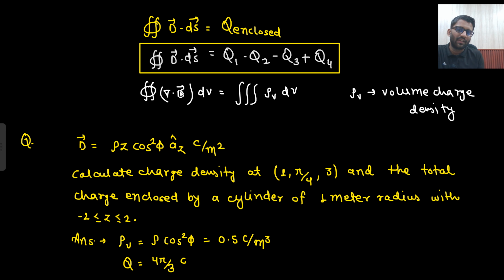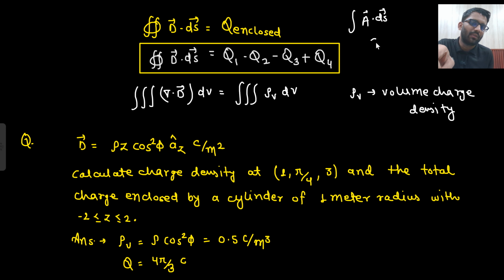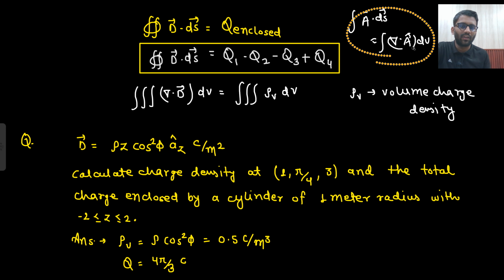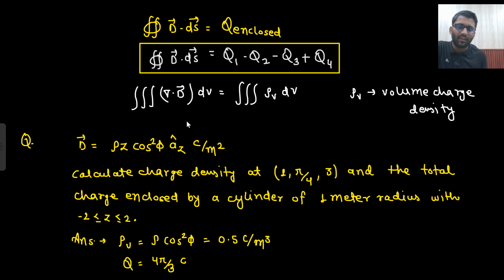Basically, if you remember, A dot ds was given by del dot A dv. This was our divergence theorem. So this is how I can write it. So from here, what did you get to know? That my del dot D is equal to rho v.